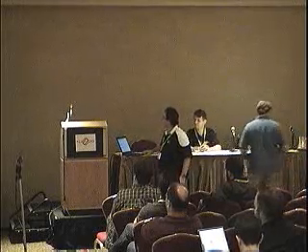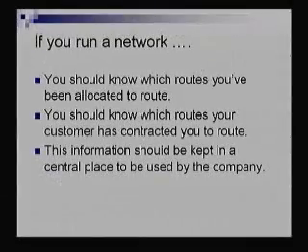So one of the key things is if you run a network, you should know basically what's out there. Particularly, you should know what routes your core infrastructure, servers, routers, that you're trying to route on the internet to get access to, and what routes your customers, you have a contract with them to provide some service to the internet.